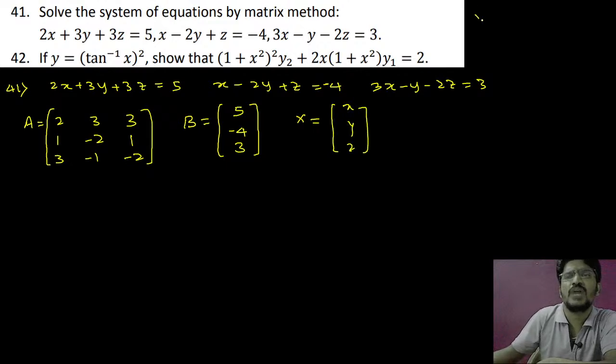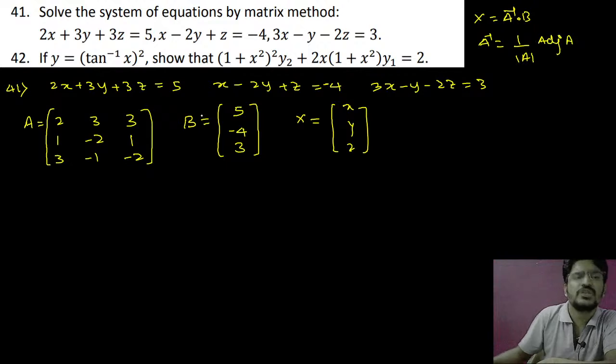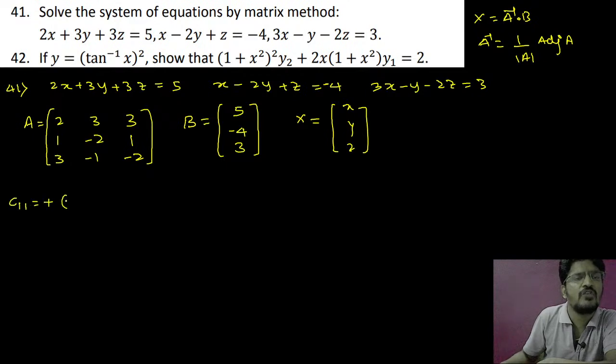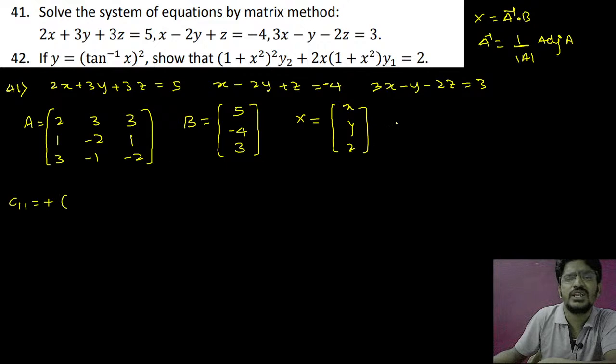So we know that matrix X is equal to A inverse into B, and we know that A inverse is equal to 1 by determinant of A into adjoint of A. So first we have to find the adjoint of A. But before that, you can find the determinant of A.